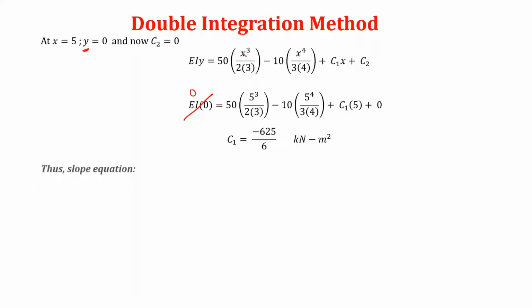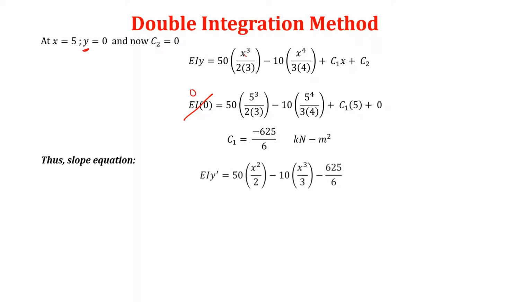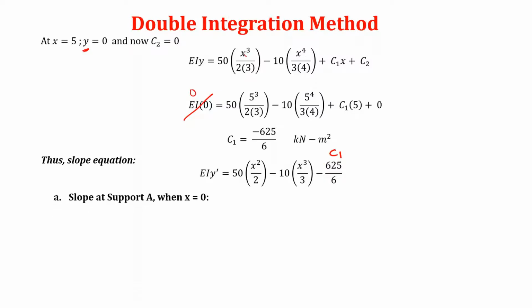Okay, so go back again to the slope equation. There is a C1 here, so we substitute negative 625 over 6 for C1. Now we have the final slope equation. The question is, what is the slope at support A? Right? In the first question, what is the slope at support A? That is essentially when x is 0, because that is how the figure is set up.